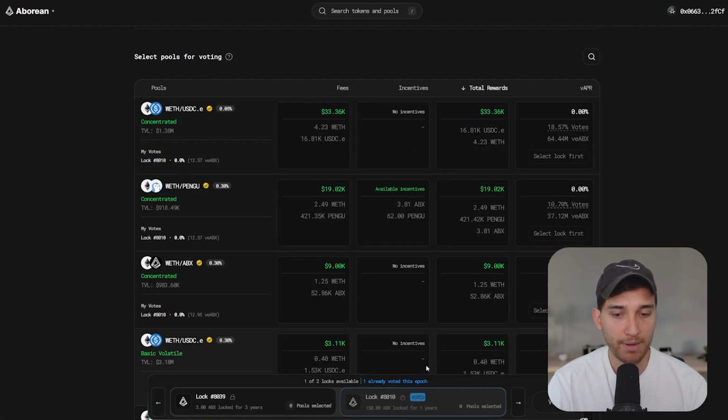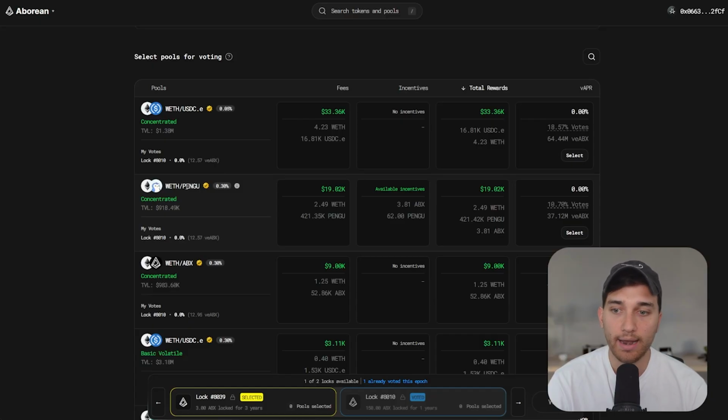Down the bottom of the page here, you can see I've already used my first lock. Now I'm going to select the lock that we just created and select what pool we want to incentivize. So for example, let's say I really like Pengu and I want people to deposit liquidity into this particular Pengu pool here. I can use my vote to say, I think you should give more ABX tokens to the liquidity providers of this particular pool, because I like Pengu and I want the swaps to have low slippage.